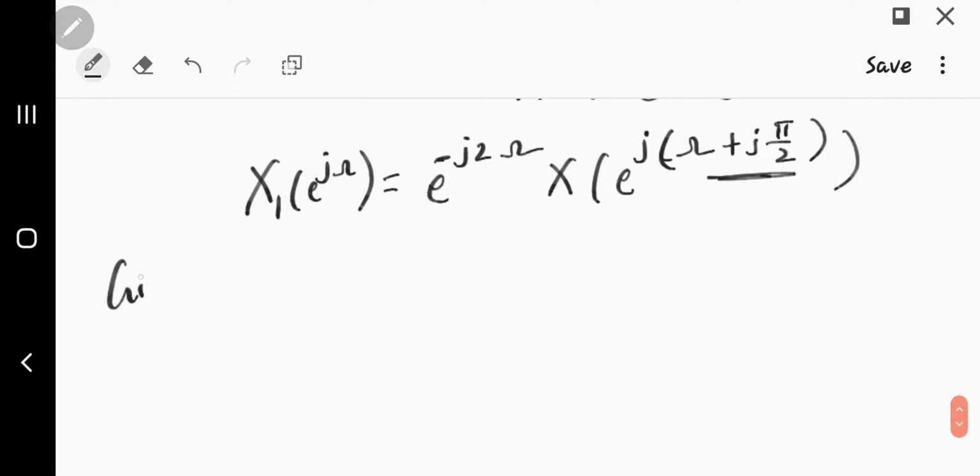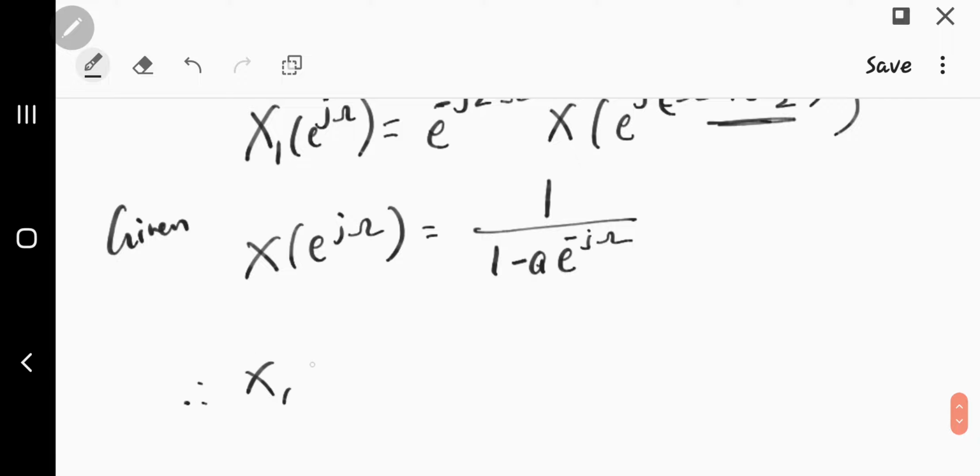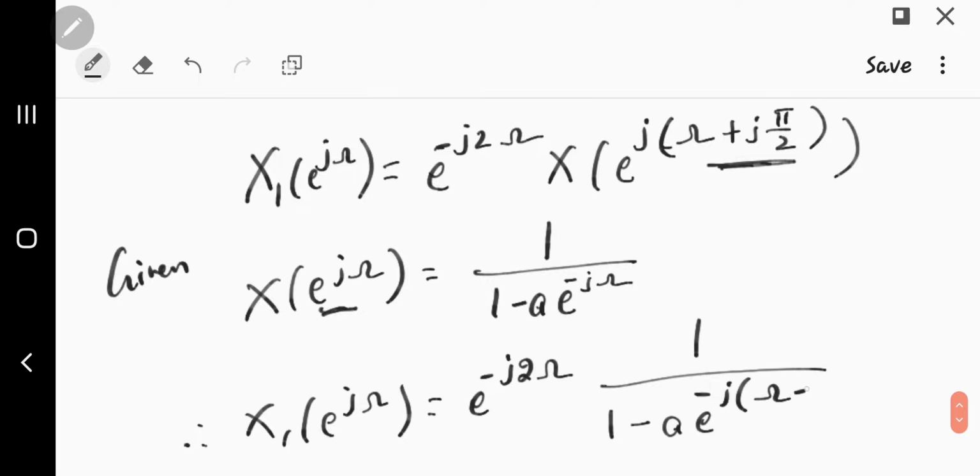So given x of e power j omega is equal to 1 divided by 1 minus a into e to the power of minus j omega. So now based on this, x1 of e power j omega is equal to e to the power of minus j 2 omega. So in this term, I have to replace e power j omega with this term. That gives us 1 divided by 1 minus a e to the power of minus j omega plus j pi by 2.